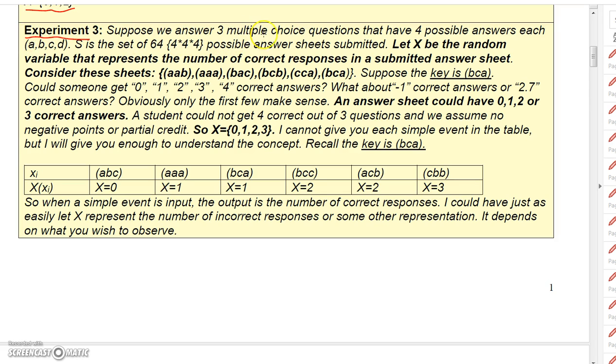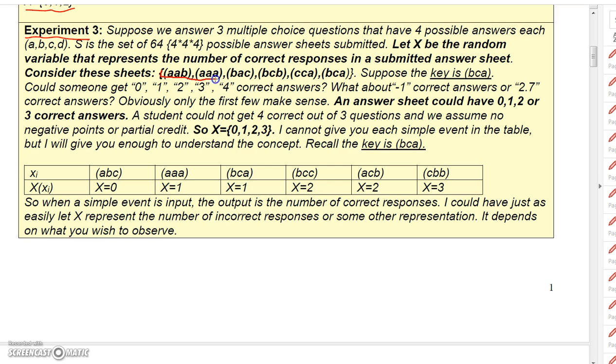Suppose we answer 3 multiple choice questions that have 4 possible answers each, A, B, C, and D. Let's say S is the set of 64 possible answer sheets submitted. Now, let X be the random variable that represents the number of correct responses in a submitted answer sheet. Consider these sheets. Suppose 6 people turn in answer sheets.